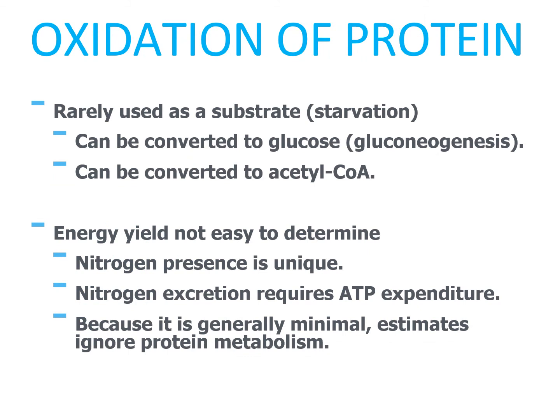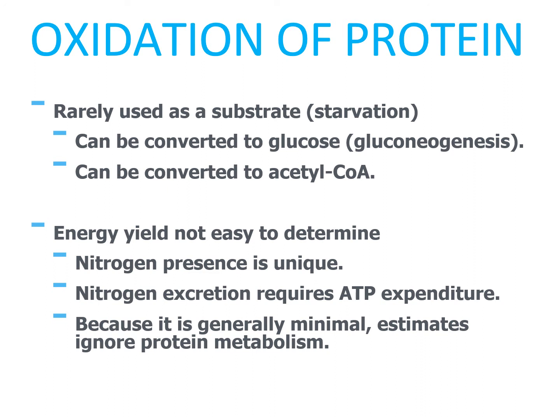Finally, we can oxidize proteins to be used as an energy source. However, we very rarely use this substrate and only use it in a state of starvation or extreme energy expense. We have to do this by taking the protein and converting it into glucose via gluconeogenesis, and then this glucose is converted further into acetyl-CoA.